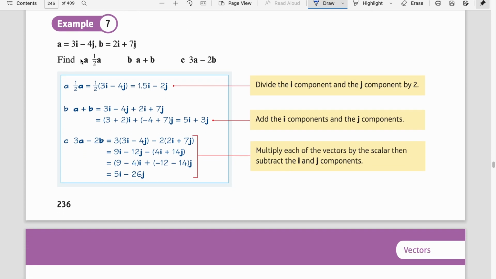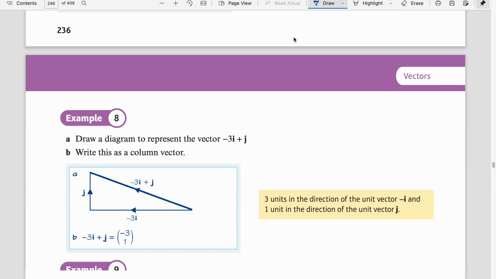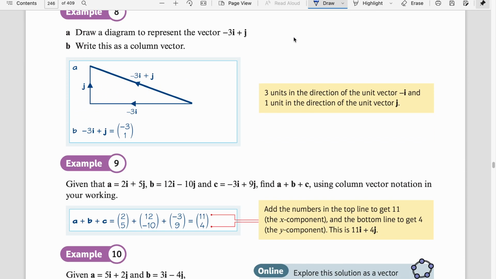Now what was i and j? i is basically the x direction and j is the y direction. Draw the diagram to represent minus 3i plus j. Minus 3i because it is the x direction, so from wherever you start you move 3 units to the left, and j is the y direction and is positive, so you move 1 unit upwards. So this is basically minus 3, 1. If the examiner asks you about the direction, we know the gradient. If he asks you about the magnitude, this would be 3 squared plus 1 squared, all under the root, which would result in square root 10.